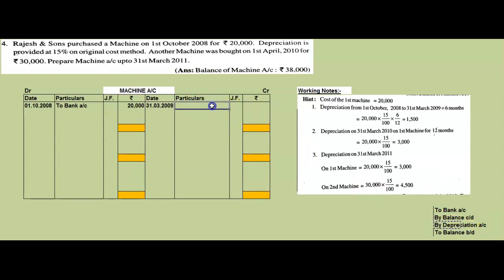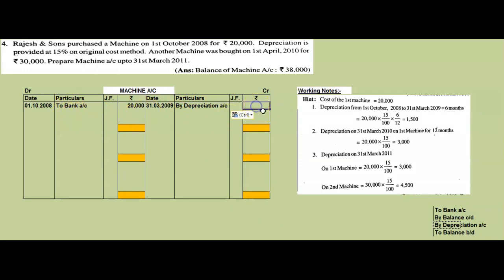So how much depreciation will we take now? How to find depreciation here? Depreciation should be taken from 1st October 2008 to 31st March 2009. How many months? October, November, December, January, February, March. How many months depreciation you have to take here? 6 months. What is the percentage he gave? 15%. So 20,000 into 15% will get how much? 3,000. But here you should not take 3,000 because we need only depreciation for half of the year.